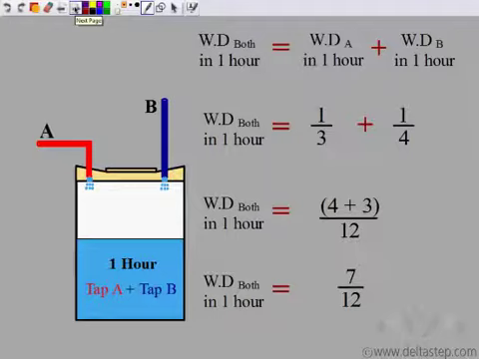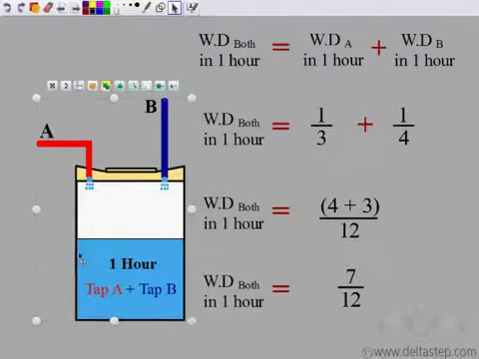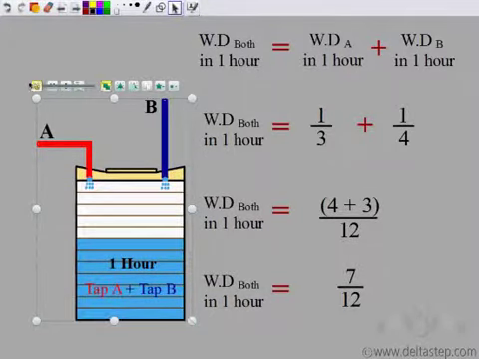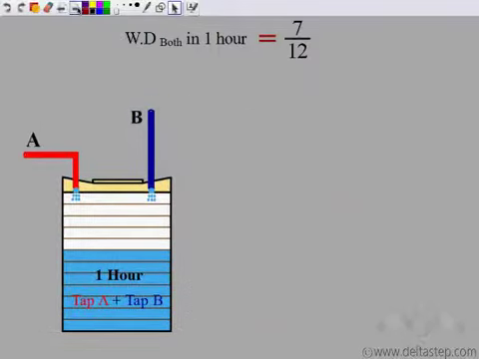Now what does that mean? That means if I divide this full tank into 12 equal parts, 7 of them are filled by both of them in 1 hour. So what I'll do is, I'll divide this tank into 12 equal parts. And you can see that this 1 hour work is 7 of these 12 parts. 1, 2, 3, 4, 5, 6, 7. So 7 of these 12 parts are filled by both in 1 hour.